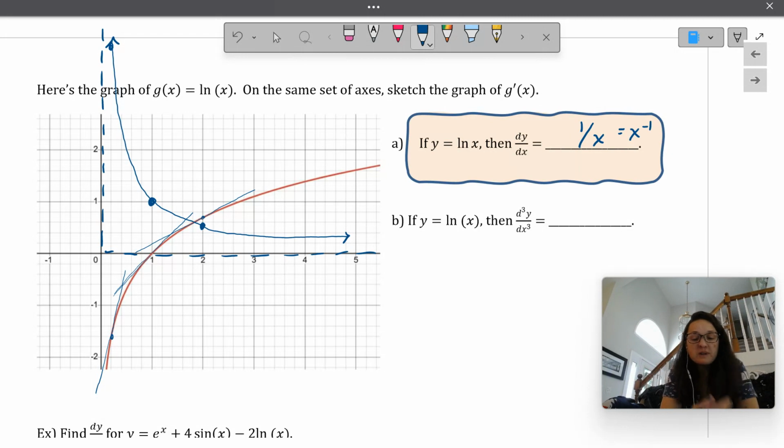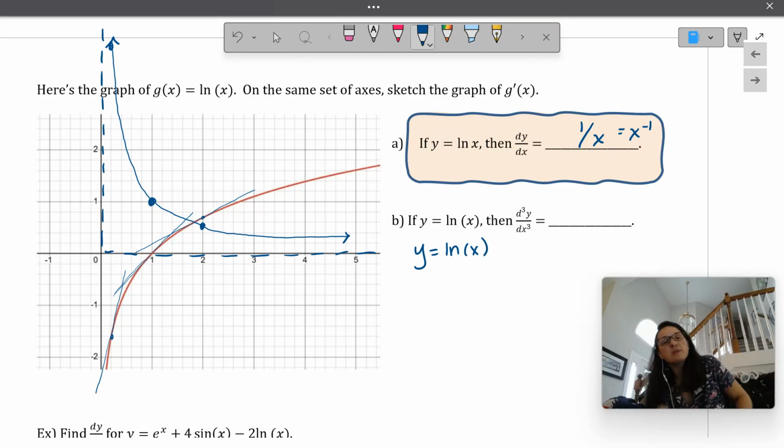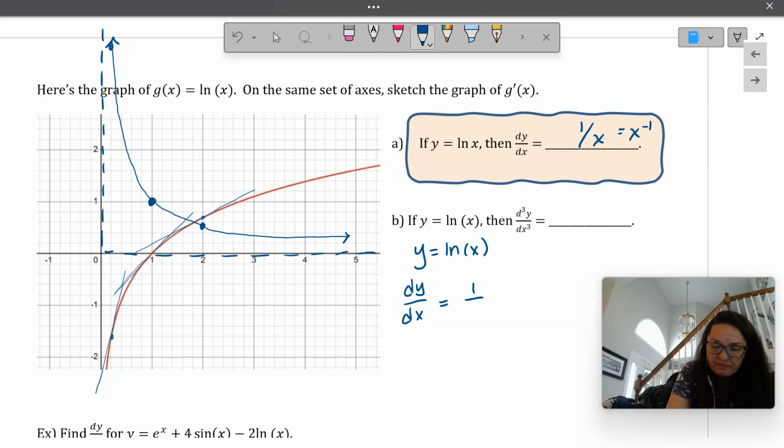So part B says if y equals ln x, then what's the third derivative? Well, let's see. y equals ln x, d3y over dx3. Oh, I forgot to explain this notation. Those are your multiple derivatives. So the derivative of y is dy/dx. And that's going to be 1 over x, which is x to the -1.